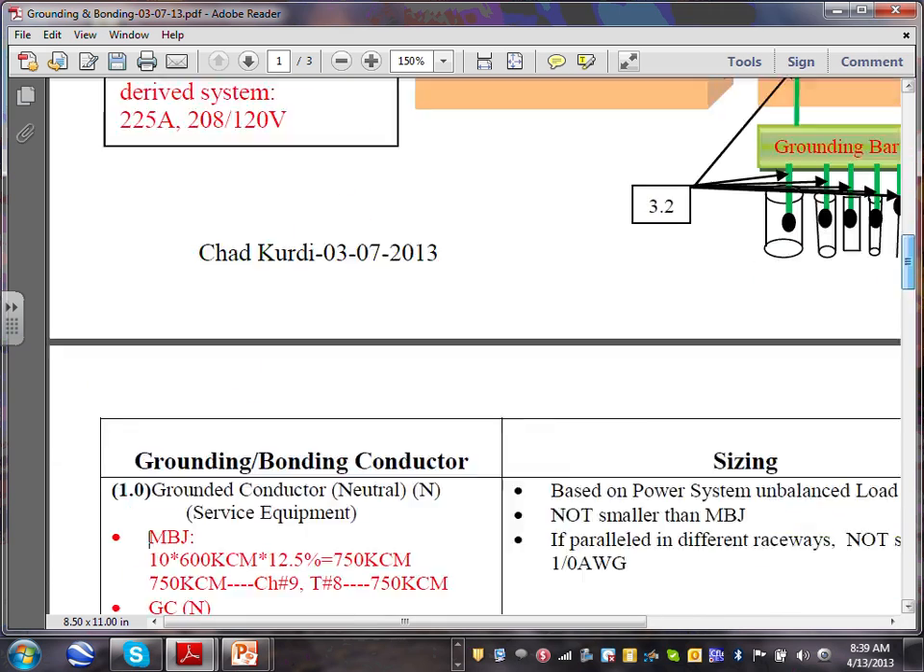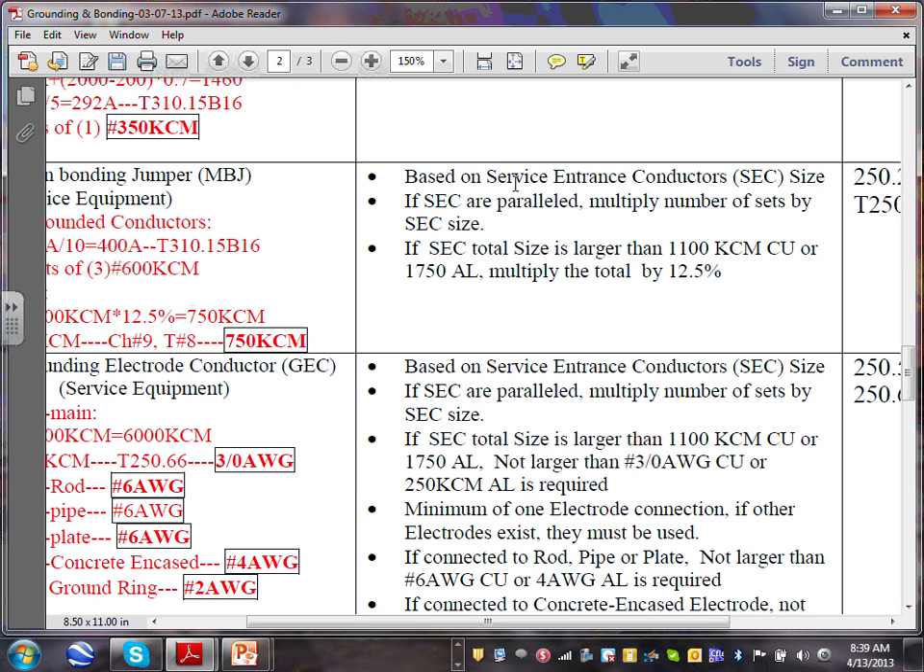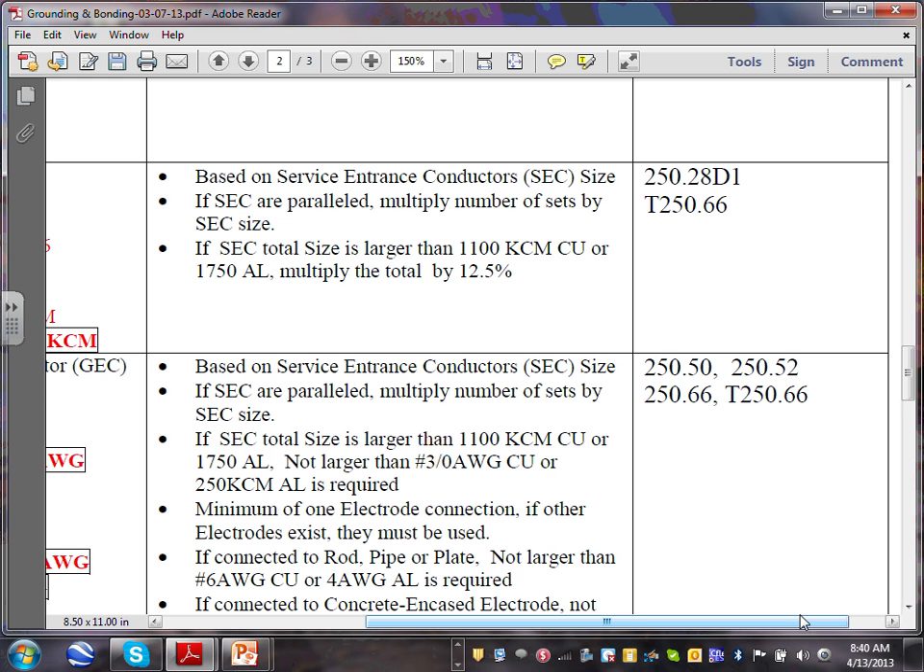I'm going to go down to number 2 because that will help me. Here's number 2, main bonding jumper. Here's how you size it. The main bonding jumper is based on the service entrance conductor size. If service entrance conductors are parallel, multiply the number of sets by the service entrance conductor size. And oh, by the way, if you exceed 1100 kcmil copper or 1750 aluminum, you have to use the 12.5%. You don't believe, Chad? Where does it say that in the code? 250.28(D)(1) and Table 250.66. That's how you size the main bonding jumper.